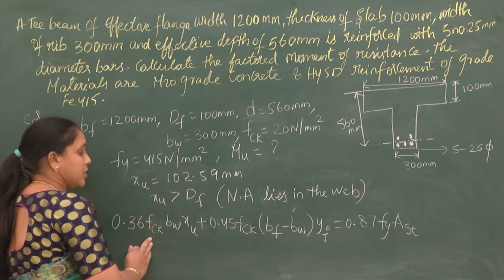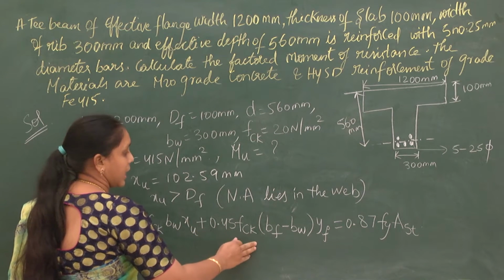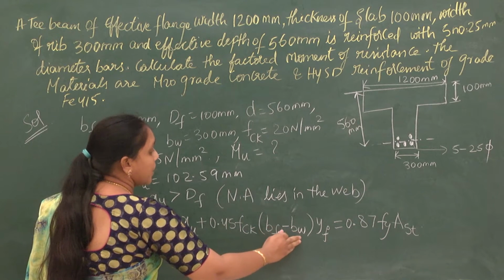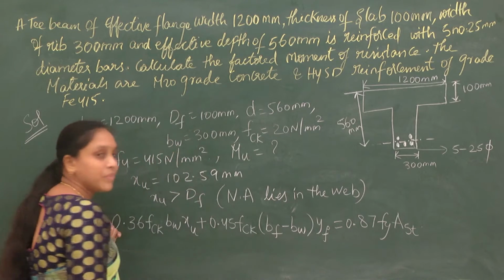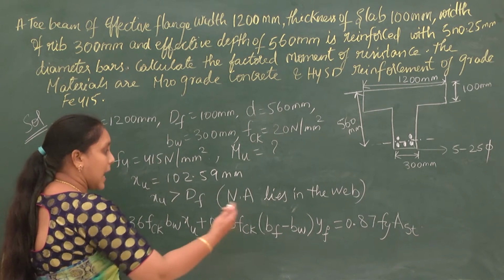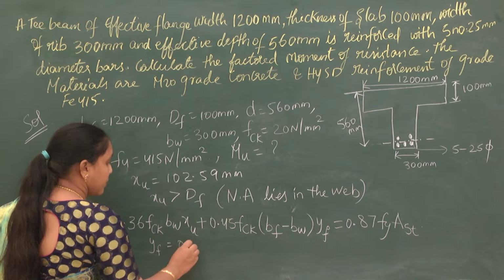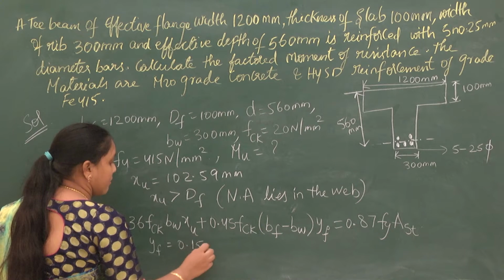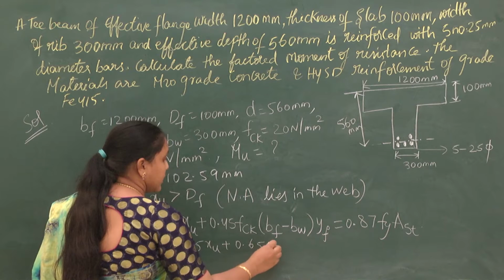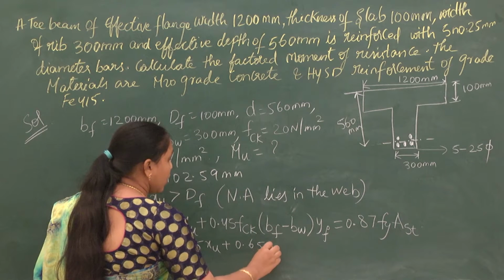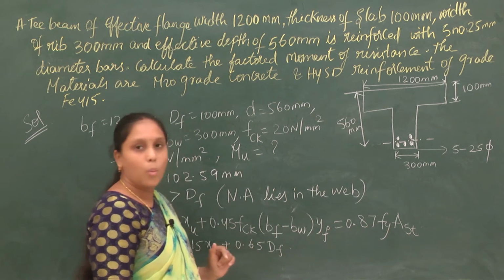So 0.36 FCK BW into XU plus 0.45 FCK (BF minus BW) into YF is equal to 0.87 FY into AST. So you already know how to calculate the YF. How do you have to calculate the YF? YF is 0.15 XU plus 0.65 into DF. So this is the equation for calculating the YF.